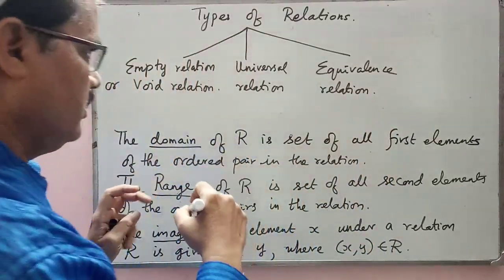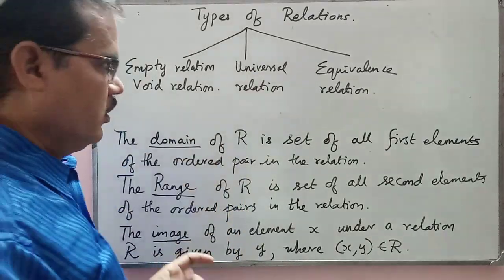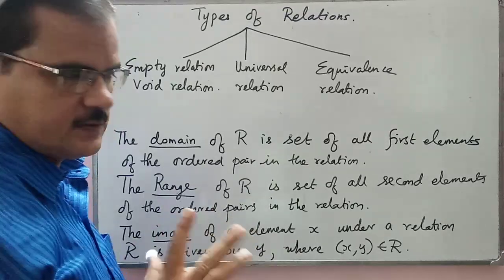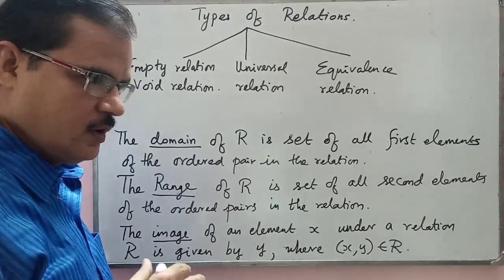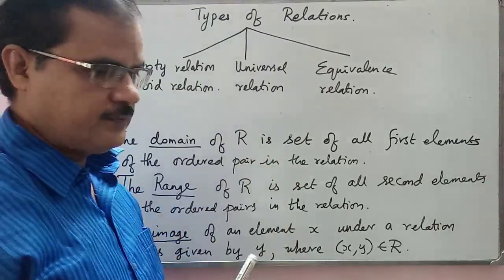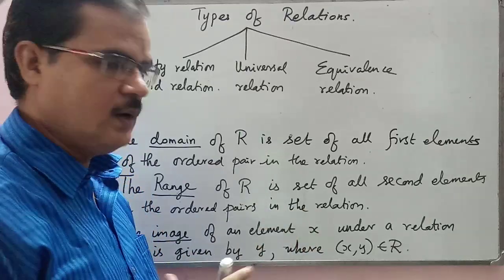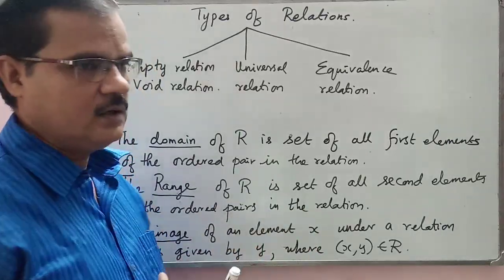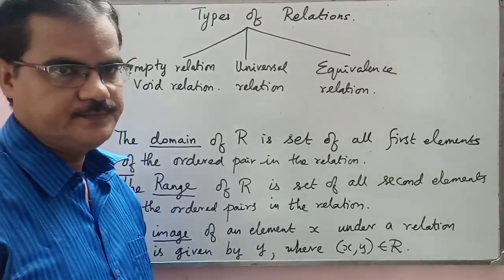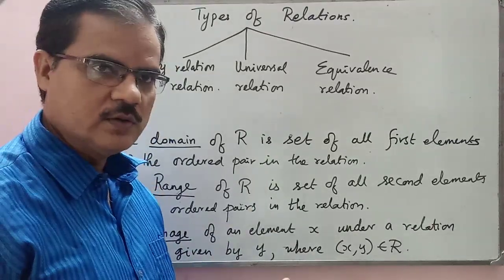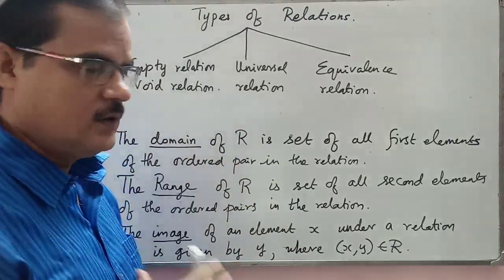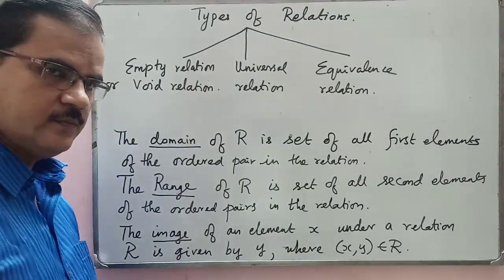Empty relation: the definition will not allow us to write any ordered pair in the relation. For example, I am taking a relationship defining the number of students in a boys school. If I am defining the number of girls in 10th standard, it would be an empty relation, because in a boys school there won't be any girls, so it is not possible.